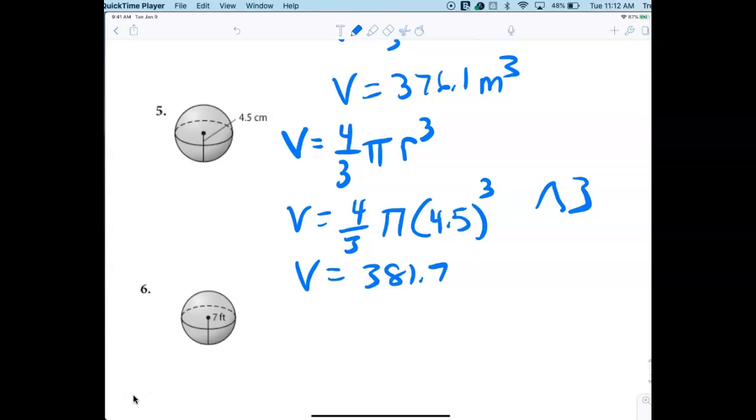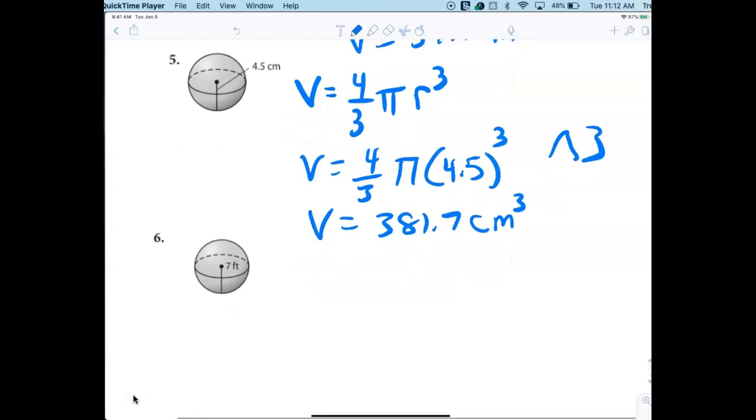381.7. And then, 7 meters cubed. Yeah, I'm okay with that. I'm not saying he's correct. That's why I need some help. I got the same thing.